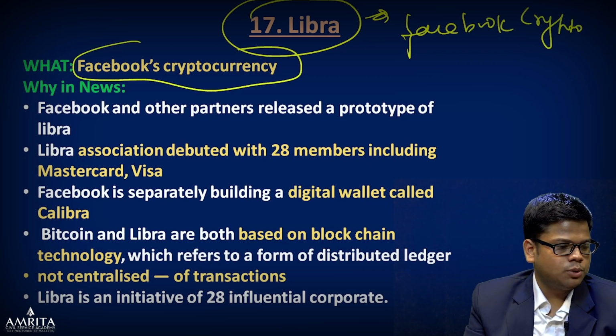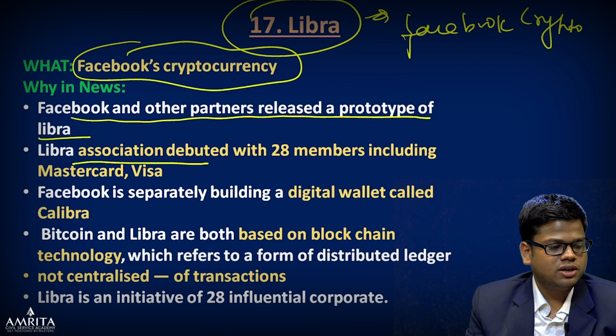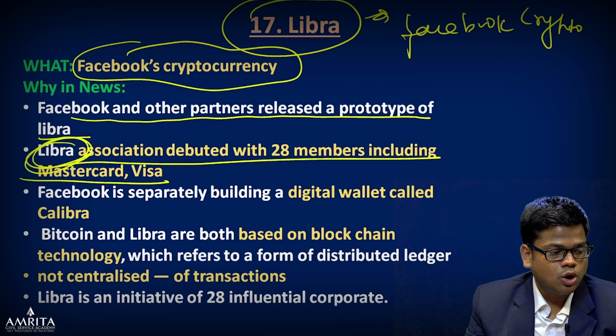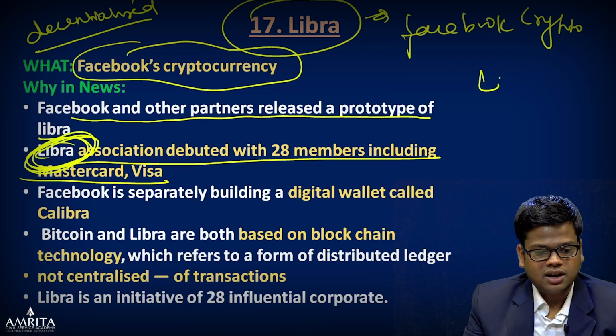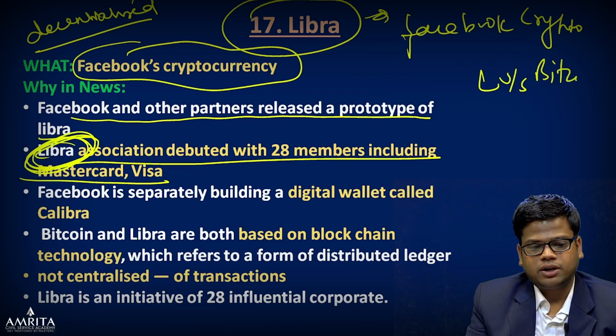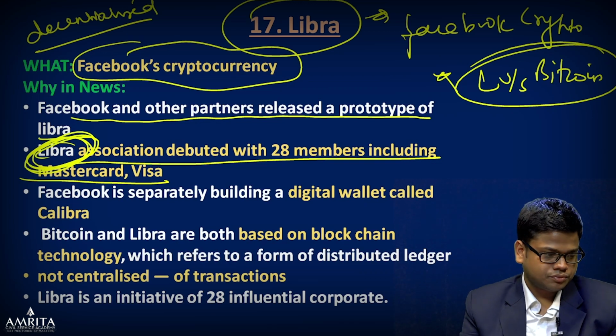So the Facebook cryptocurrency: why is it in the news? Facebook and its partners released a prototype of the Libra. The Libra Association debuted with 28 members, including MasterCard and Visa. Libra will not be a decentralized system like Bitcoin. Just remember that, because the question can come as Libra versus Bitcoin, the differentiation between Libra and Bitcoin.